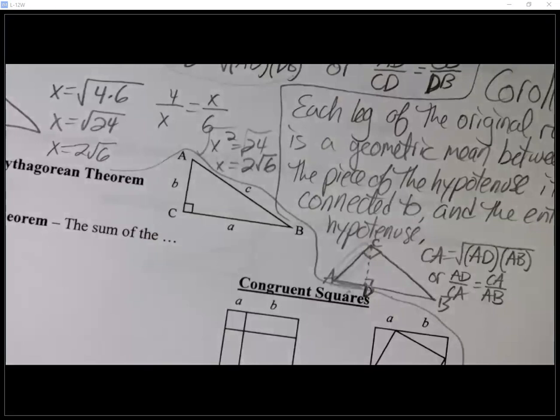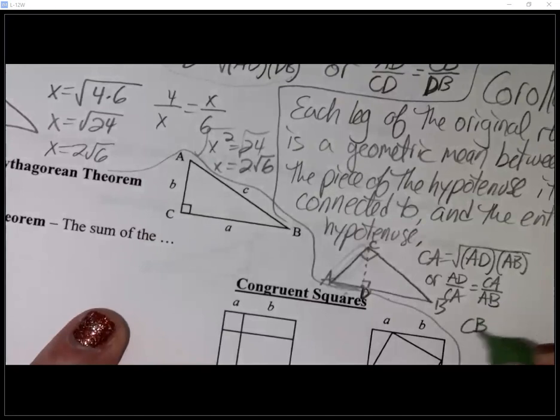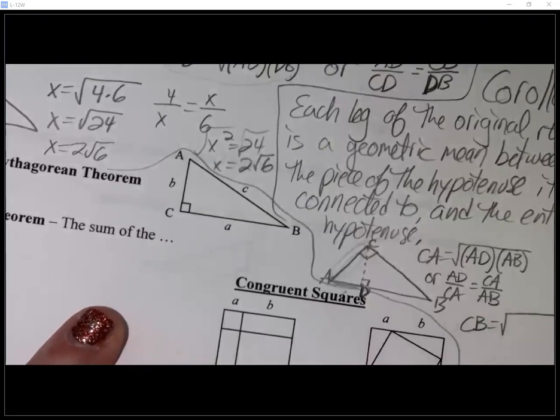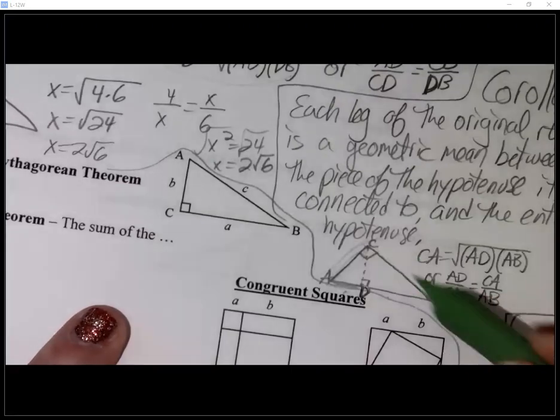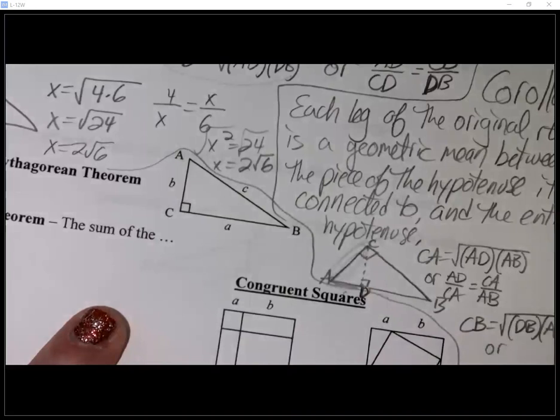The same thing applies for the other leg. So you try and fill this out. What would CB be equal to? The square root of what times what? BD times what? Yes. The piece of the hypotenuse it's attached to, in this case DB, times the whole hypotenuse AB. Hooray! If you like it better as a proportion, okay, cool. CB in each set of diagonals, DB, and then the whole thing AB.